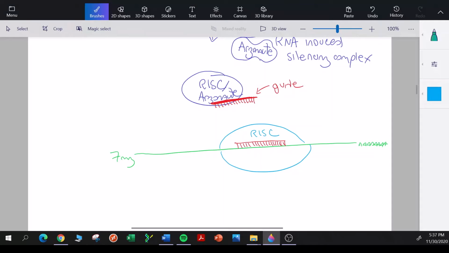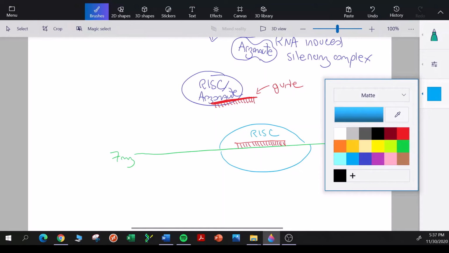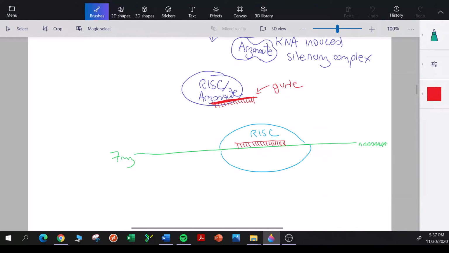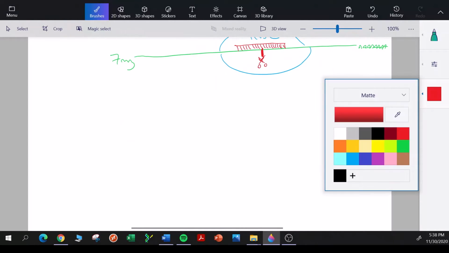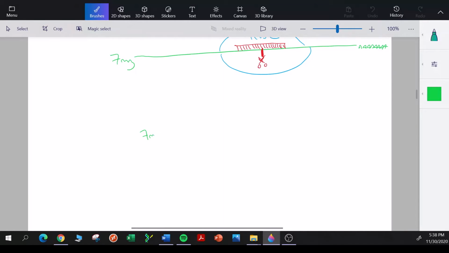So if it's a perfect match, what will happen is the Argonaute protein within the RISC complex will cleave. Maybe I can draw some scissors here. Here are my scissors. It will cleave right across from about the middle of that short interfering RNA. And when that happens, it can't be translated, right? That messenger RNA can't be translated anymore by functional proteins.